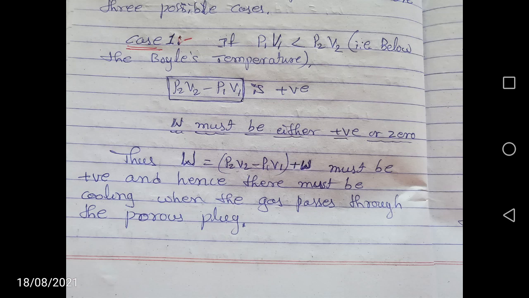So we shall have W equal to P2 V2 minus P1 V1 plus w, which must be positive, and hence there must be cooling when the gas passes through the porous plug. If the work done is positive, then the cooling will happen, and hence there is a cooling of gas when the gas passes through the porous plug.